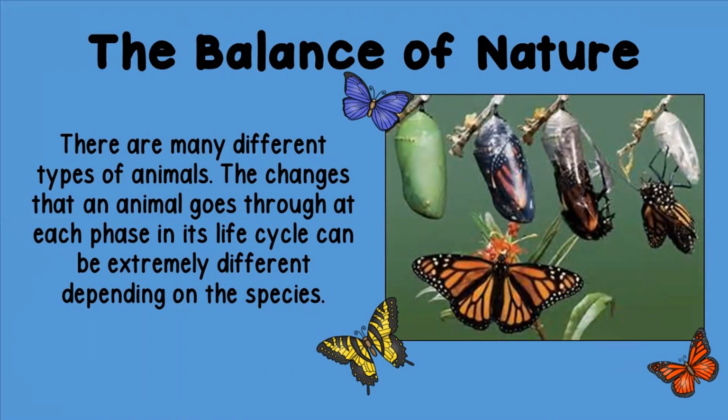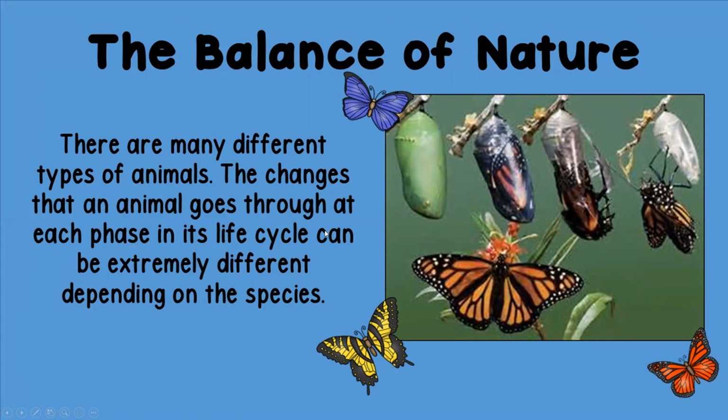There are many different types of animals. The changes that an animal goes through at each phase in its life cycle can be extremely different depending on its species, right? So if you think about a caterpillar and how it turns into a butterfly, this is a crazy transformation process that we don't always get full access to, right? We can't see what's really going on inside until the outer layer starts to become clear, and then the butterfly breaks out and goes on its merry way.